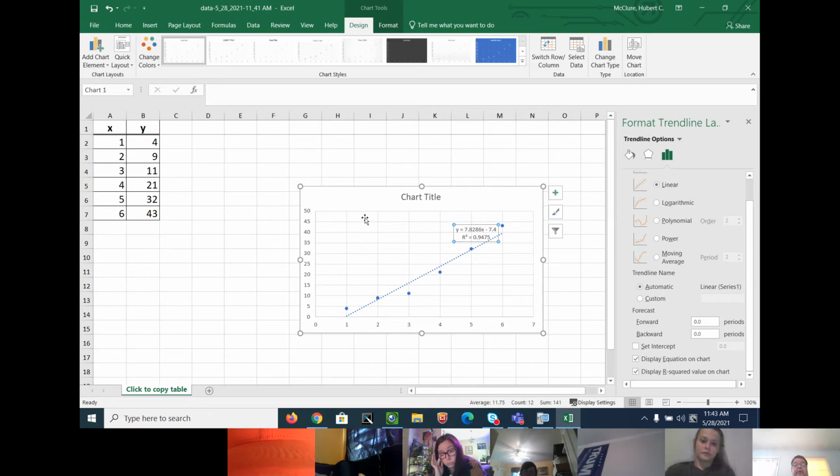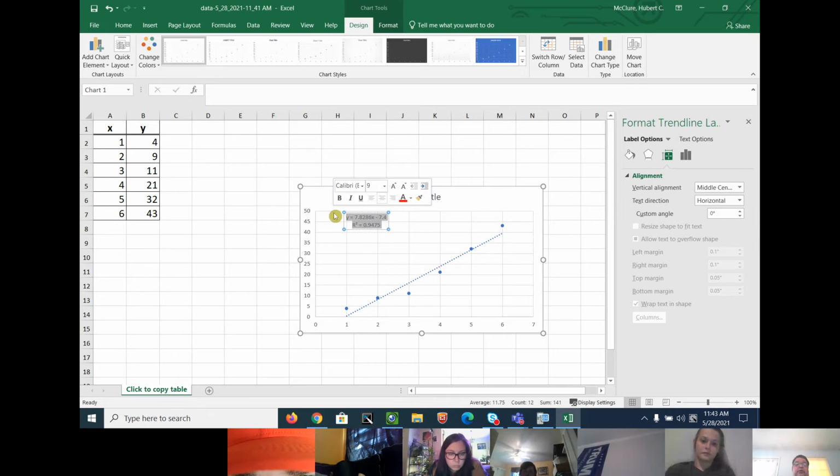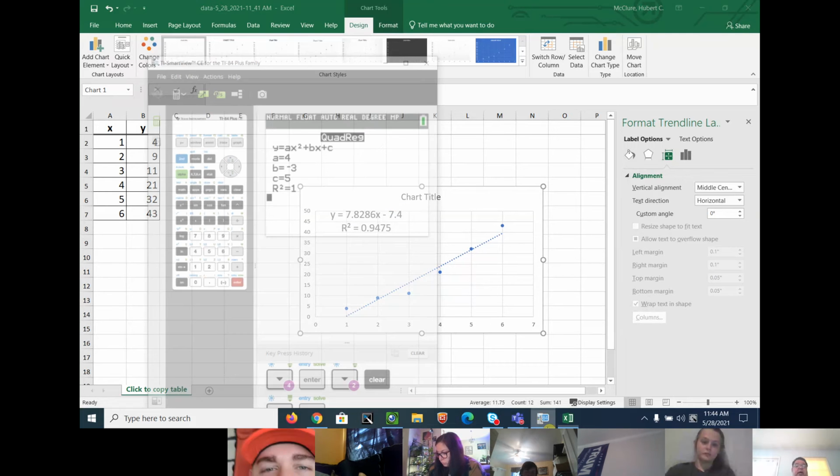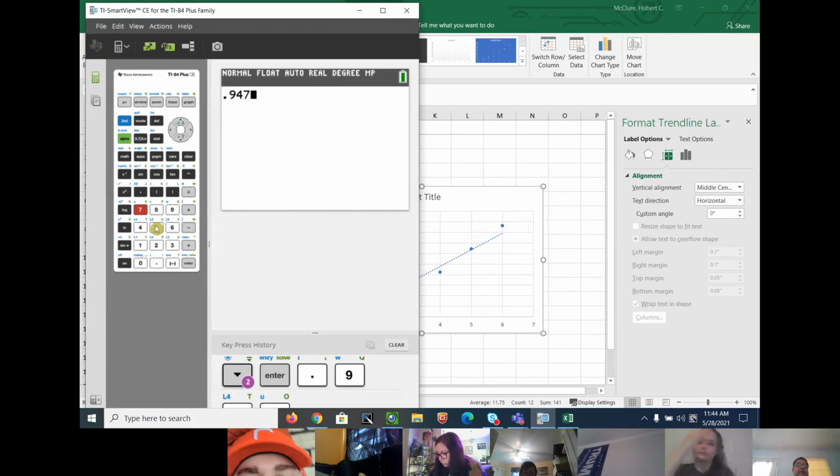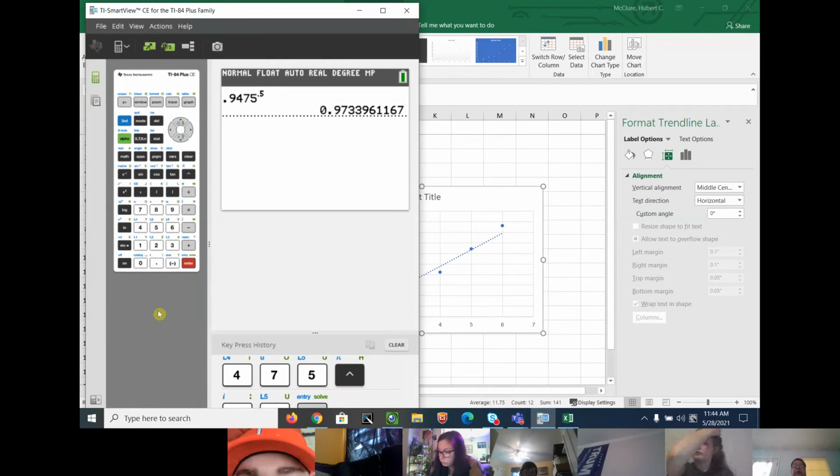So I need y'all to write this. Well, I better write it down because y'all won't tell me anything. Y'all just sit there. So I'm just going to make it bigger. And my linear is y is equal to 7.8286x minus 7.4. Now look at that R factor. If you take the square root of 0.9475, somebody take that for me. What do you get? Let's see, 0.9475 raised to the 1/2 power. That's an R factor of 0.97. So that means the correlation is equal to 0.97. That's pretty close to 1.